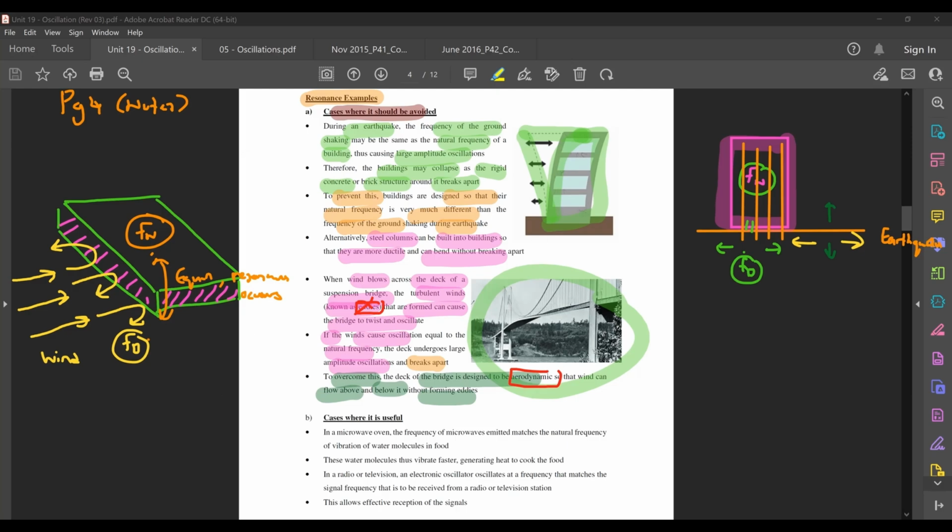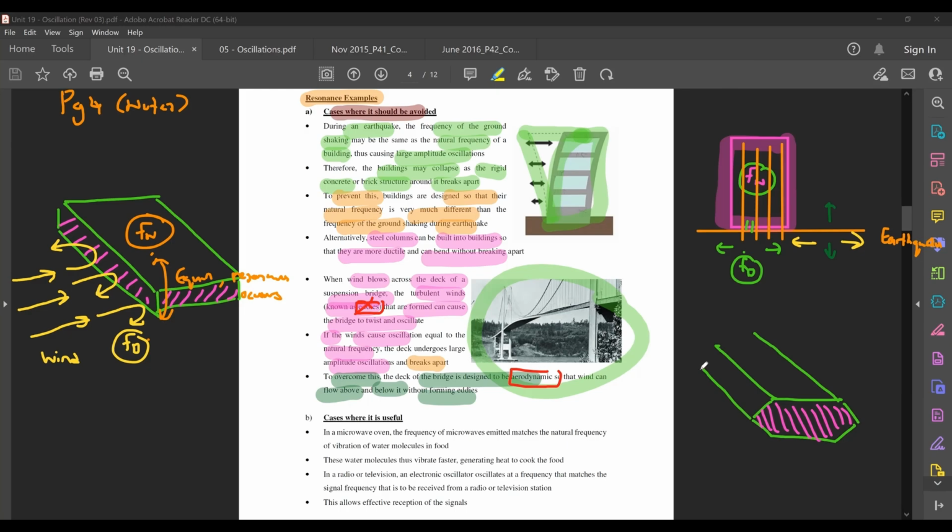So when we say your bridge must be designed to be aerodynamic, it means something like this. Let me just redraw the diagram. It could mean something like this. Rather than having a rectangular cross-sectional area, you may have something that looks like this, like some sort of hexagon, where you have some sort of sharp edge here.